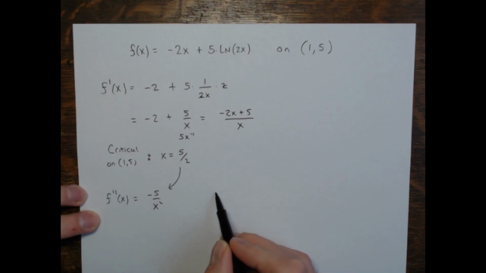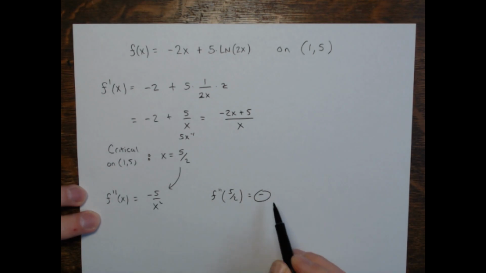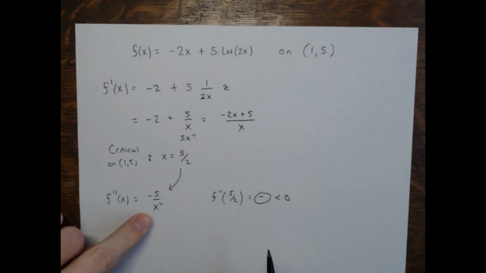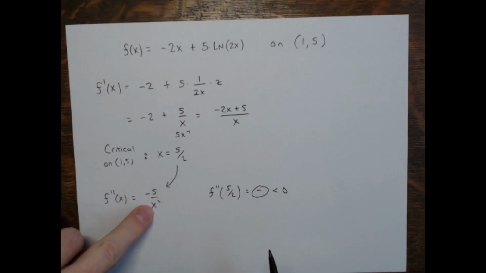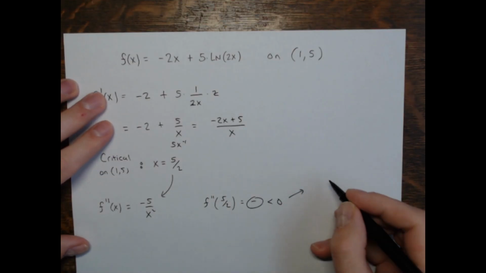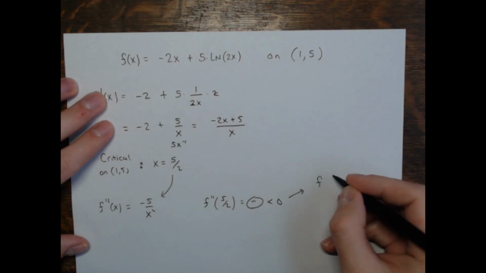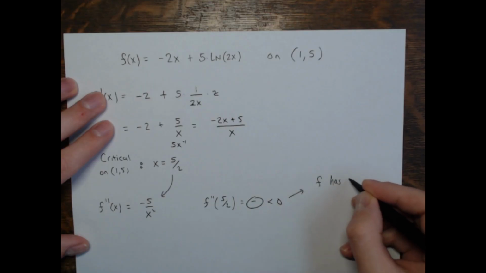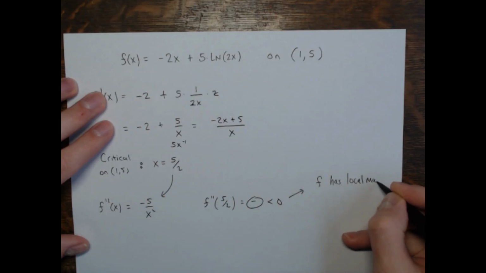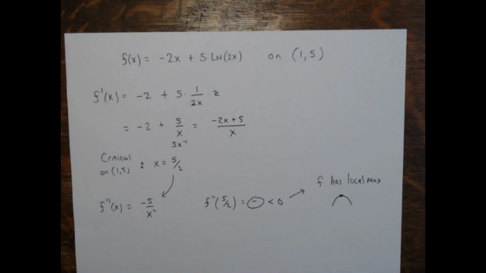And when I plug this in, the value of f double prime at 5 halves will be negative, less than 0. Because the numerator is positive no matter what, you've got x squared, and the denominator is positive no matter what. Then the numerator is negative, and negative over positive will be negative. So we're on a piece of curve that's concave down at x equals 5 halves. So f has a local maximum at x equals 5 halves. You'd be on part of a curve that's curling down, the top of a hill.